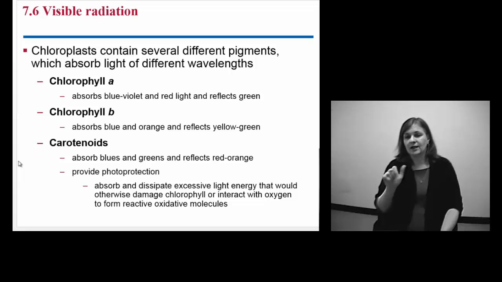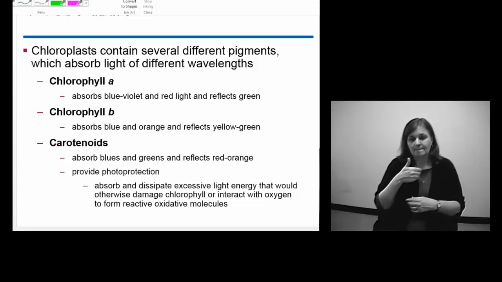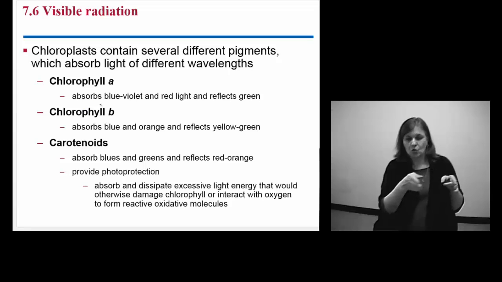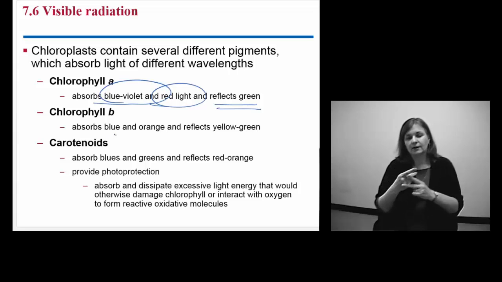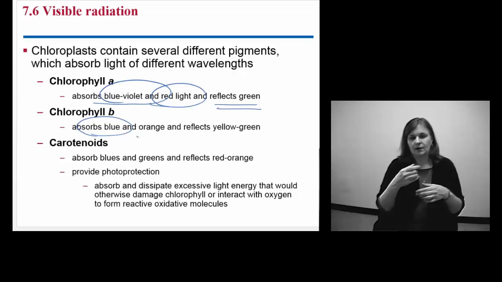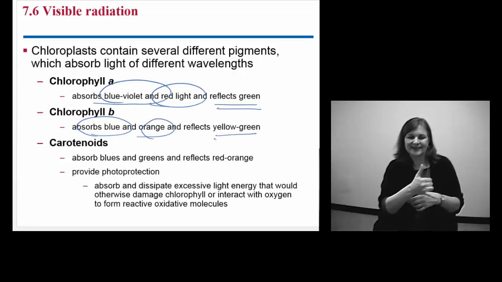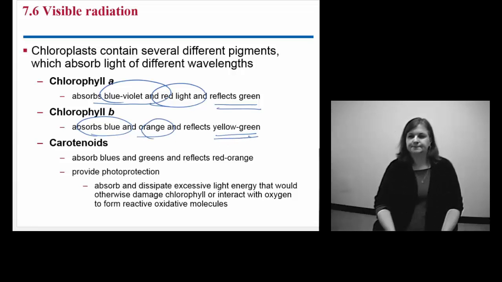So with chlorophyll A, as we said, it absorbs best in our blue, violet, and red light spectrums and reflects green. There's another type of chlorophyll known as chlorophyll B. It's going to absorb more in the blue and orange and reflects that yellow-green that we just indicated on the spectrum. Another type of pigments are known as carotenoids.